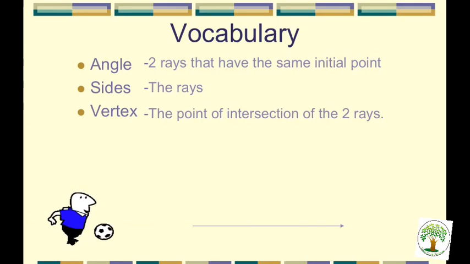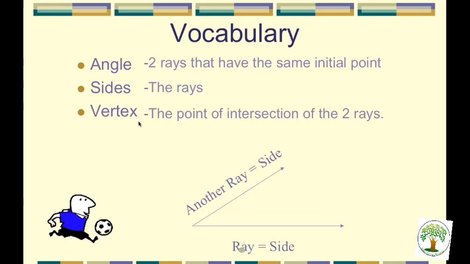So we have some sides. Here's one of the sides, and notice that it's a ray. It's going to have an initial point, the same initial point. So this initial point right here, we're going to have a ray come out of it also, and it'll be the other side. There's the other side. That common point where they both meet will be called the vertex. It's the intersection of the two rays.